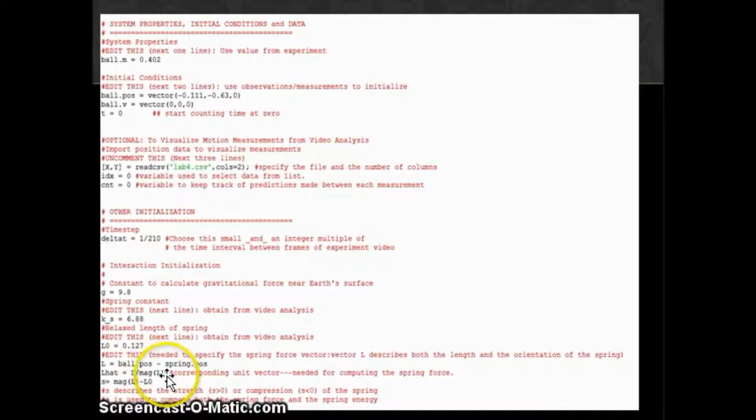Here Python calculates a new length every time by simply subtracting the position of the spring from the position of the ball. L hat gives you the direction, and s is the stretch or compression of the spring. If it's greater than 0, it's being stretched. If it's less than 0, it's being compressed.